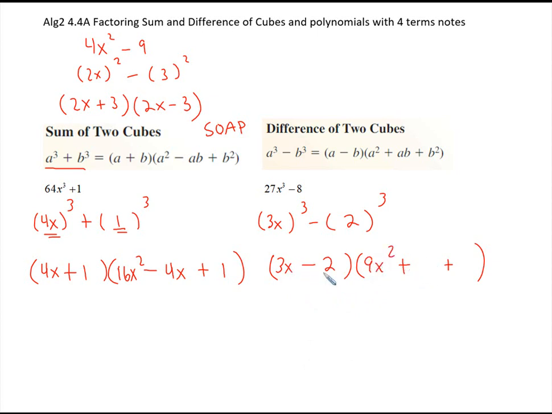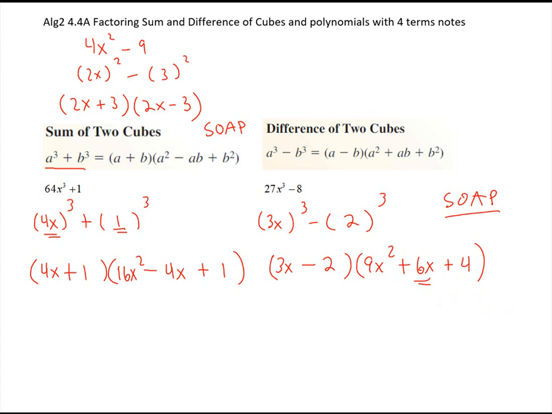To get the middle part, we multiply these two. When you're multiplying, you can ignore the signs, so don't think it's a negative 2. Just multiply these two, 3x times 2, it gives you 6x. So when you're multiplying to get this middle term right here, you can ignore the signs, because remember when we use SOAP, we put in the signs already. And then the last part, we have 2 squared, so that gives us 4. Okay, so that's all that is right there.